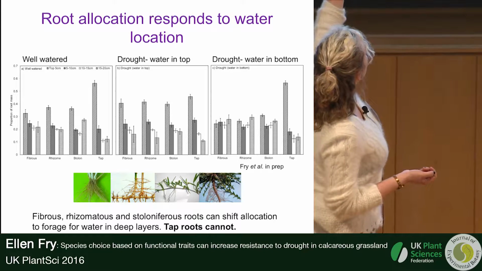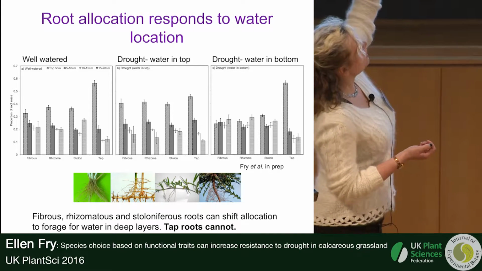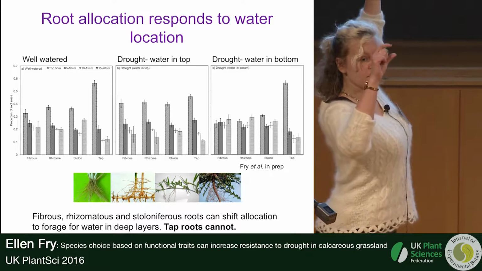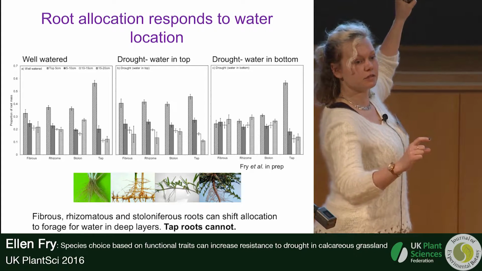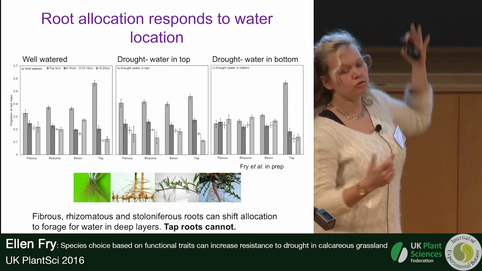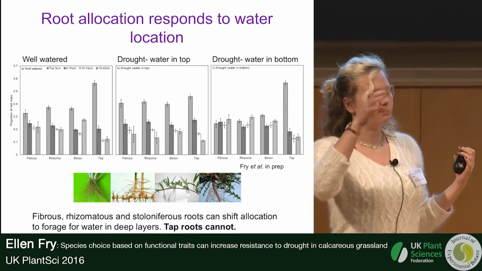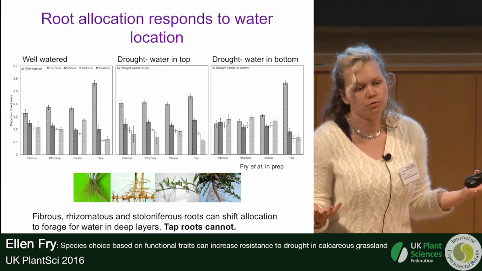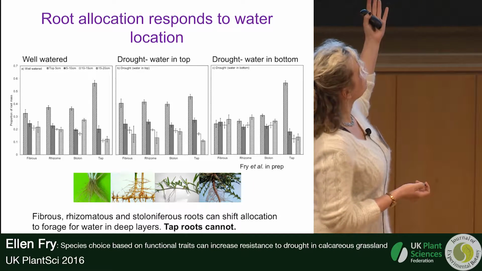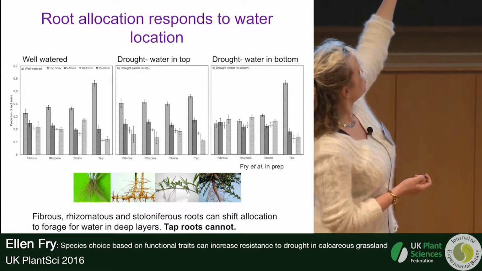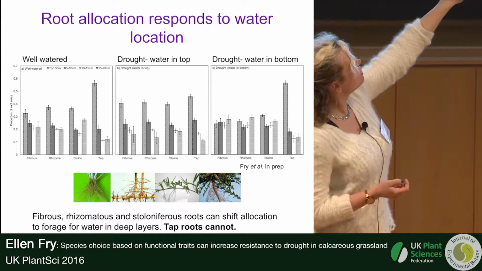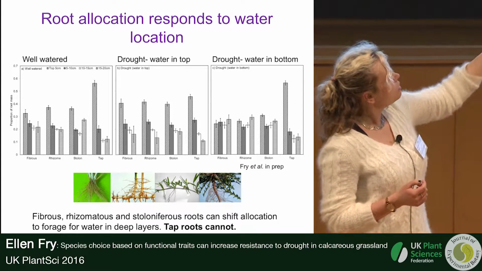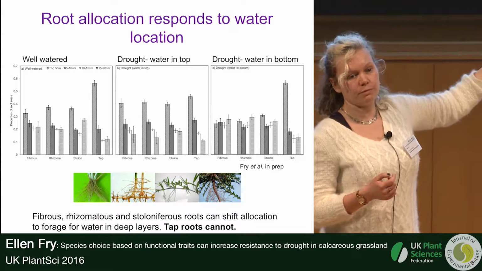So the well-watered, what we've got here are the columns in this. The one on the left is the very top 5 centimeters, and then they go down in 5 centimeter increments as you go on. So what you would normally expect to see is most of the roots would sit around the top, sort of 5 to 10 centimeters, and then you get less as they go down. That should be what you expect. And that is what you get. So we have fibrous, rhizome, stolon, and tap. And so when you put the water in the top, not a great deal happens. But when you put the water in the bottom, you see this shift of allocation of biomass.